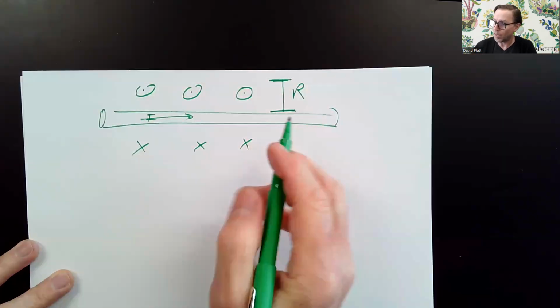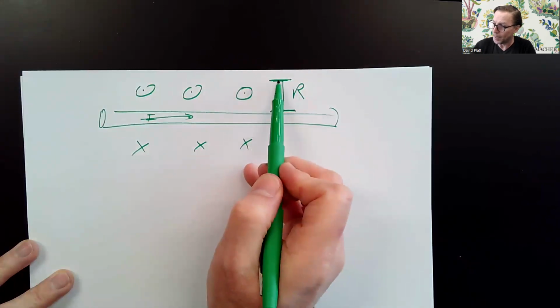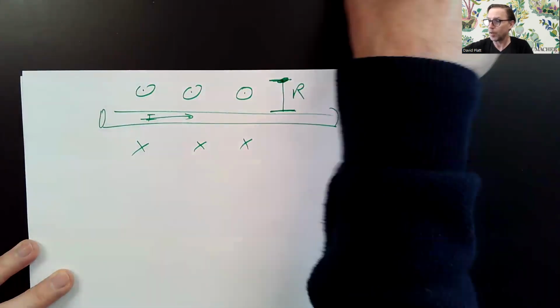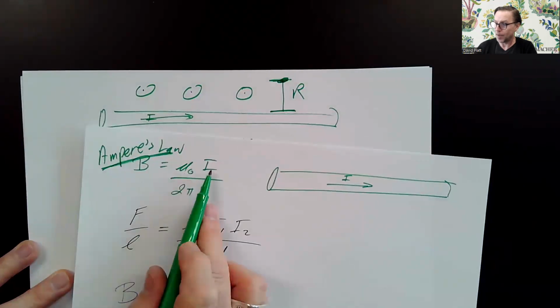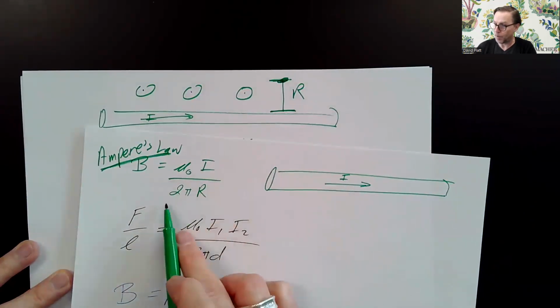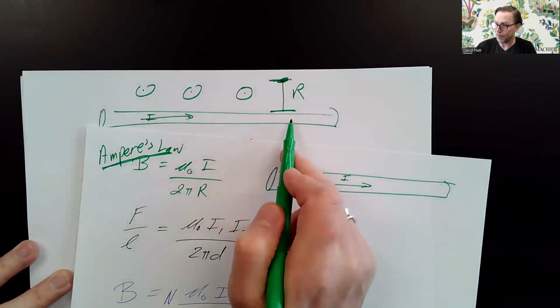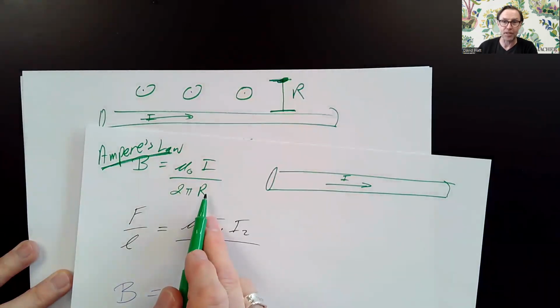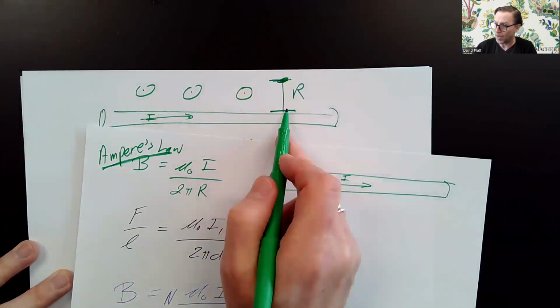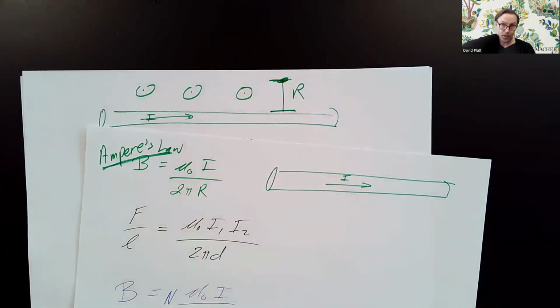So how strong is the magnetic field right here? It's equal to mu naught times I divided by 2 pi times this distance. If I go twice as far away, the field is half as strong. If I go half as far away, the field is twice as strong.